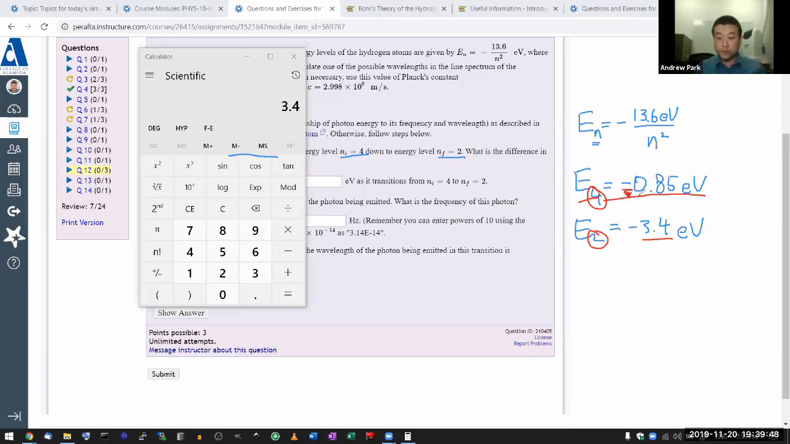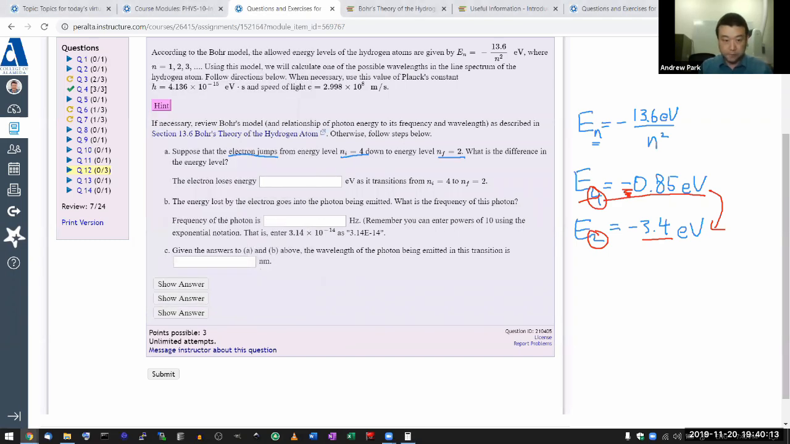So when a photon goes from this energy level to here, it's losing energy. And the amount of energy that it's losing, you can calculate it here. It's basically the difference between these two numbers. Let me do this as 3.4, I already had that, minus 0.85. So 2.55. So that's it. Hopefully that's correct. 2.55. Electron loses that much energy.